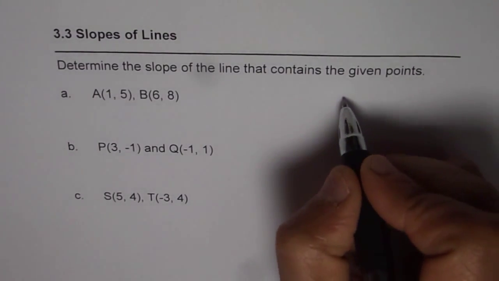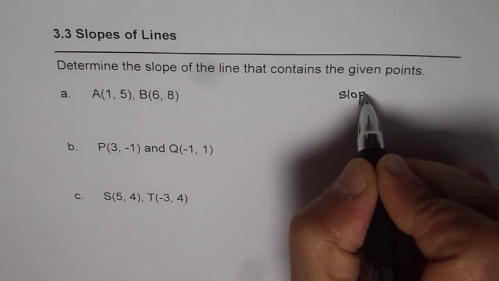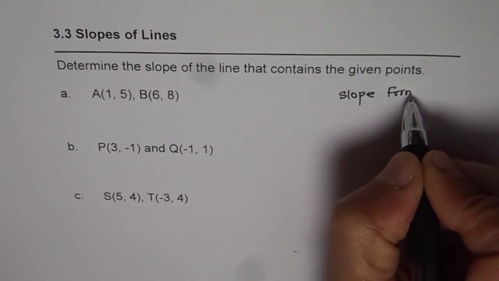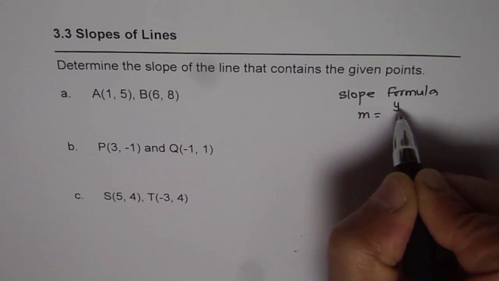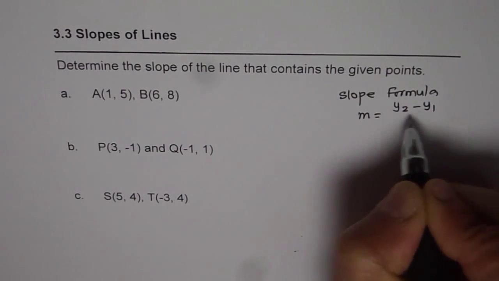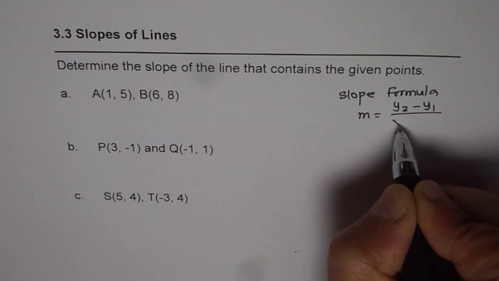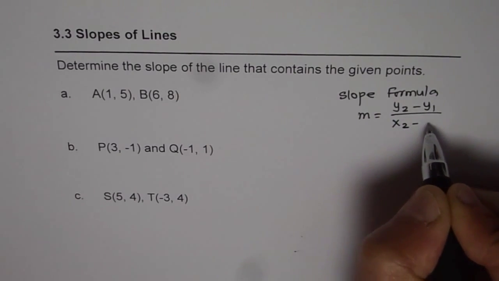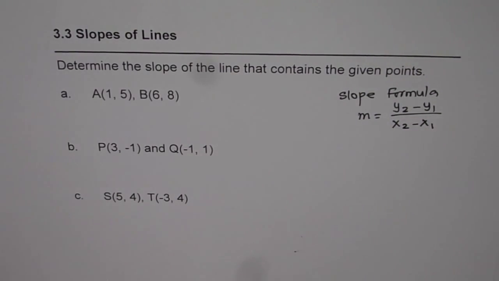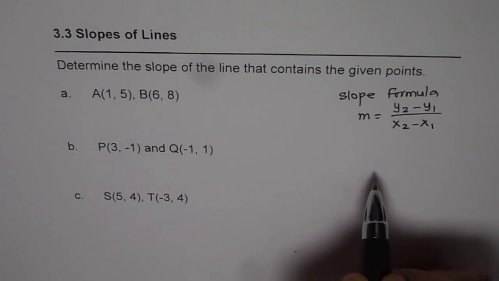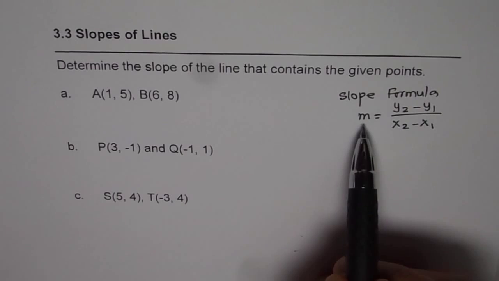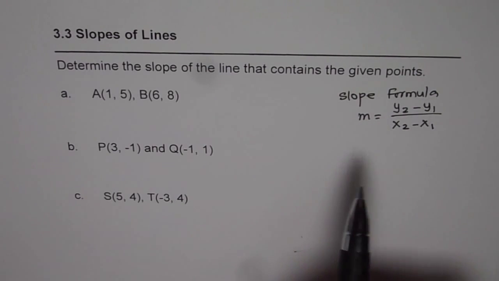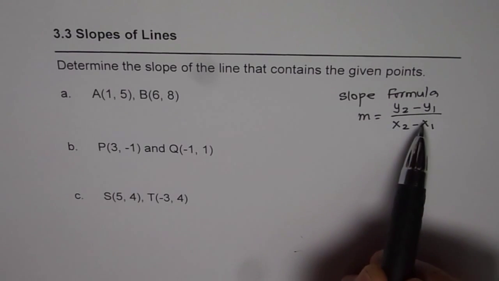Now the slope formula for us is, let me write it down, that slope m is equal to change in y values, that is y2 minus y1, divided by change in x value, x2 minus x1. So the strategy here is to substitute the given points and simplify and calculate the slope, right? So first step is we'll apply the formula.